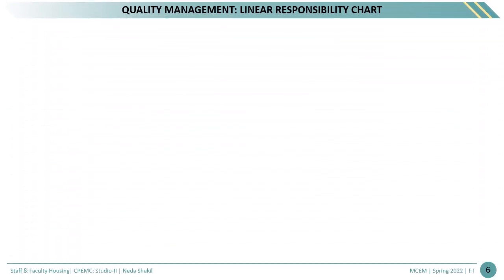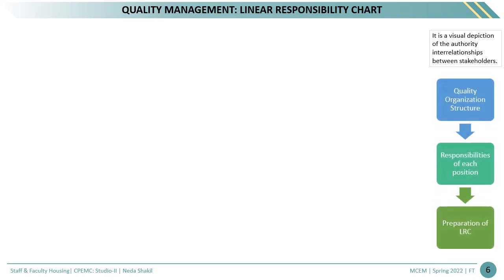For quality management, one technique is the linear responsibility chart, in short LRC. It is a visual depiction of the authority interrelationships between stakeholders. It reveals who participates to what extent. For this, first we understood the quality organization structure, then their roles and responsibilities, and prepared the LRC.